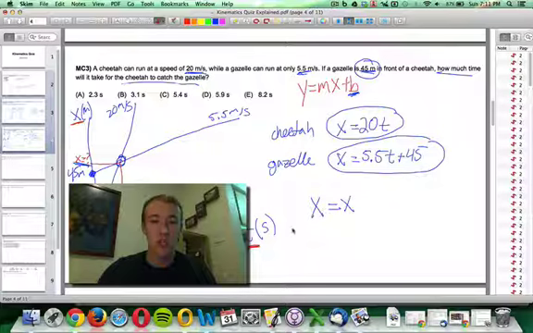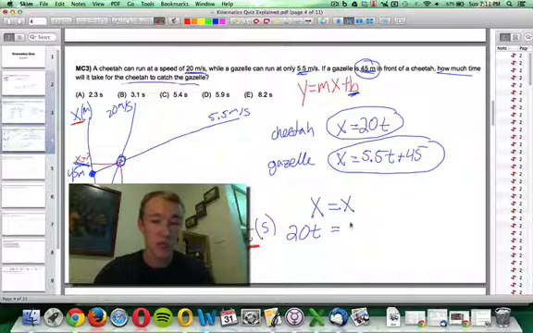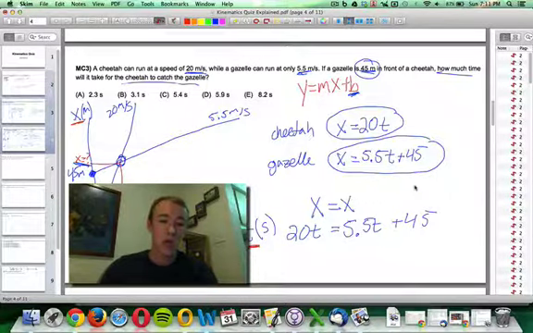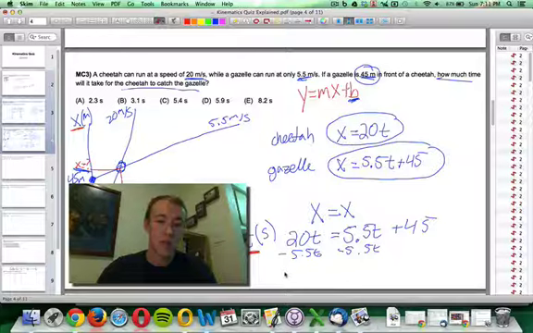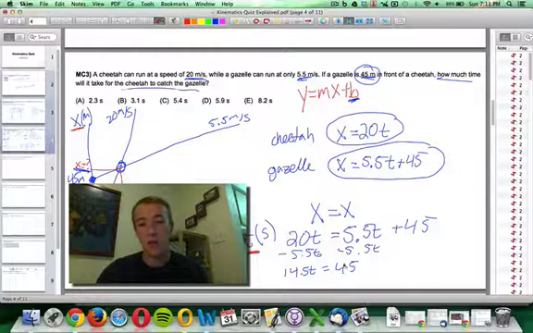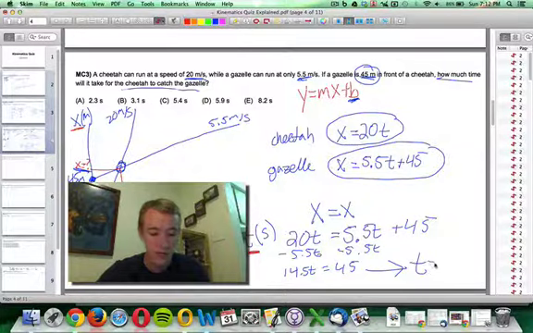So if this is the cheetah's position, we've got 20t, and that's going to be equal to the gazelle's position, which we also know is equal to 5.5t plus 45. From here you could do some algebra, and you can subtract this 5.5 from each side, minus 5.5t. This ends up being 14.5t equals 45, and divide by 14.5 on both sides, and you would solve for t. I'm going to move this over here, that t is equal to about 3.1 seconds.